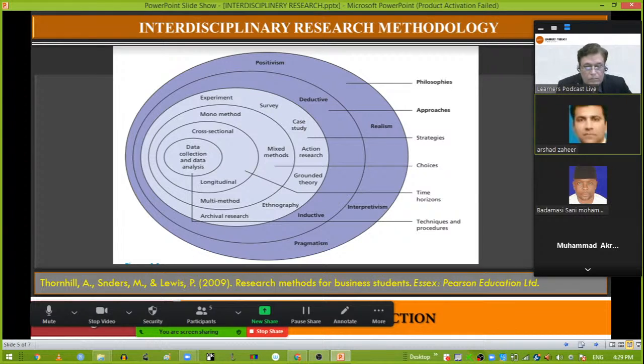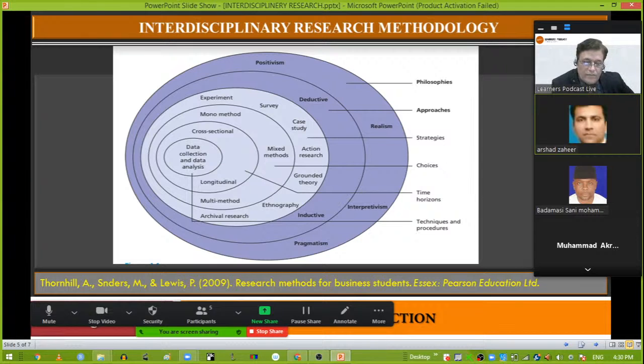Among these layers being explained in the research onion, the basic, the outer and most important layer is about the research philosophies. Now, research philosophy is again a big topic. We can discuss it for many hours, because it is directly related to our belief systems and different other things.